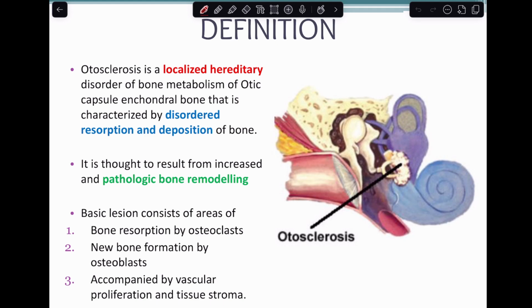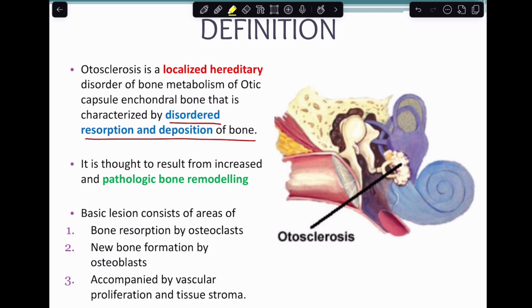This is a hereditary disorder of the bone metabolism of the otic capsule endochondral bone, and this is characterized typically by disordered resorption and deposition of bone. So basically, what is happening here is there is increased and pathologic bone remodeling.